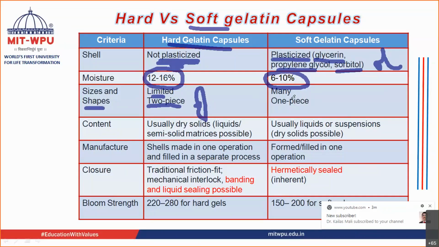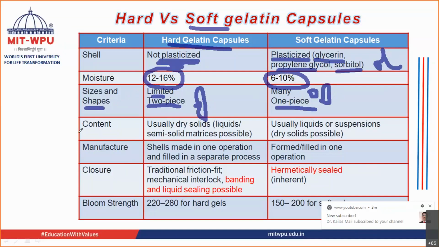Whereas if you see soft gelatin capsule, it is one piece, and there are many sizes. You have round shape, you have oval shape, you have oblong shape, you can have tube shape, you can have different kinds of shape, you can have suppository shape. Okay, so different shapes of soft gelatin capsules are available.